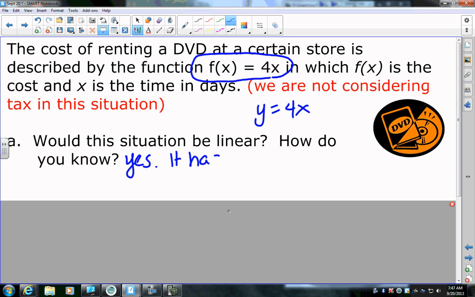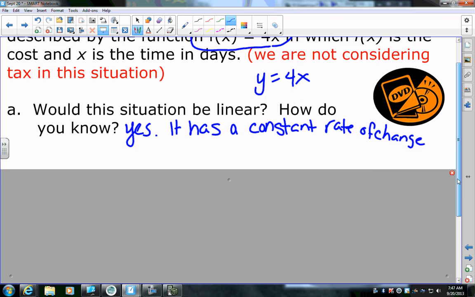It has a consistent rate of change. It has a constant rate of change. Or you could say, if this was your test question, you put it in the calculator and it made a straight line.